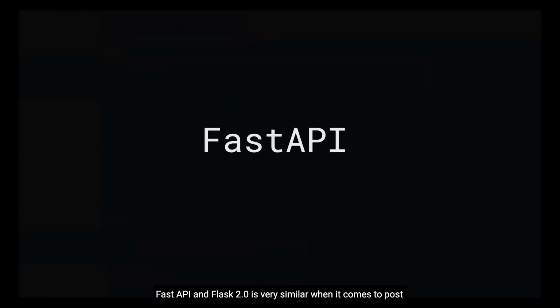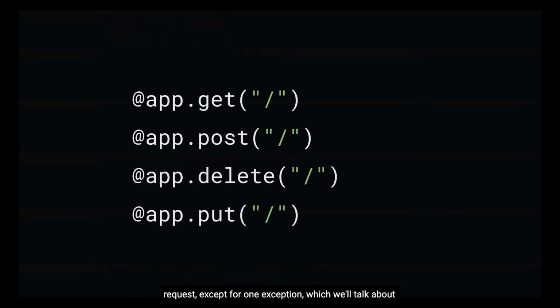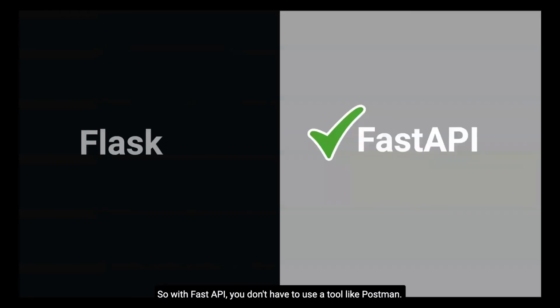FastAPI and Flask 2.0 are very similar when it comes to post requests, except for one exception, which we'll talk about in a minute. FastAPI provides separate decorators as well for each HTTP method, like app.get, app.post, delete, and put. So with FastAPI, you don't have to use a tool like Postman. Okay, you don't have to use Postman to test your post requests.